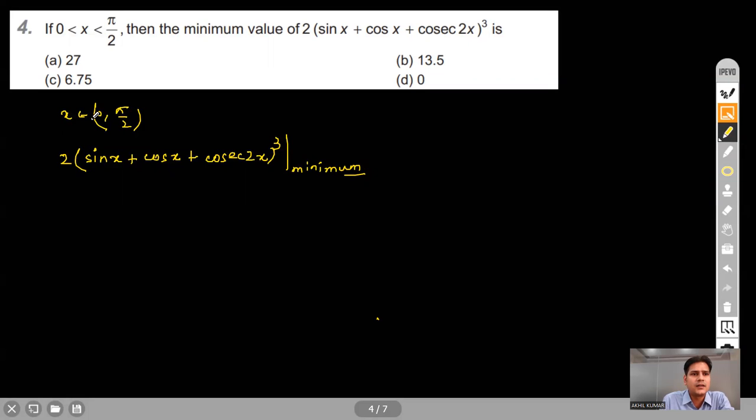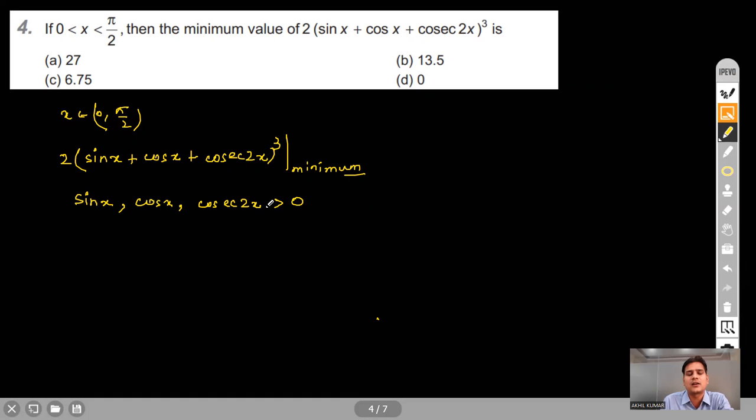So within the interval of 0 to pi by 2, sine x will always be positive. Within 0 to pi by 2, cos x will also be positive. And for cos 2x, when x lies between 0 to pi by 2, 2x will lie between 0 to pi, so within 0 to pi this function is also positive. So we have considered these three functions, sine x, cos x, and cos 2x, and all three are positive.